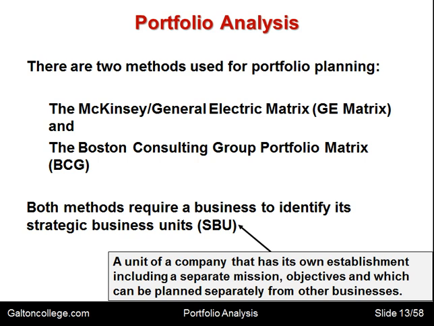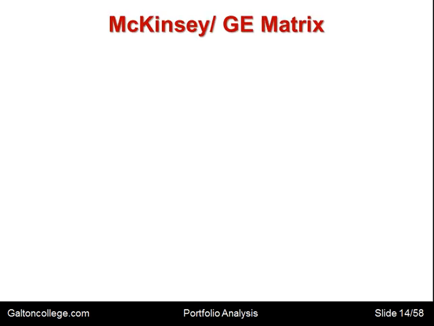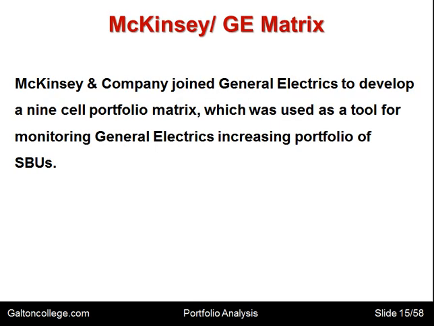But as I said earlier, we're going to look at the GE matrix. So let's look at this. McKinsey and Company joined General Electric to develop a 9-cell portfolio matrix, which was used as a tool for monitoring General Electric's increasing portfolio of SBUs. General Electric was expanding rapidly and increasing its portfolio of strategic business units, its portfolio of products, for example. So it needed some way of being able to assess the performance of the products and look at the products analytically.